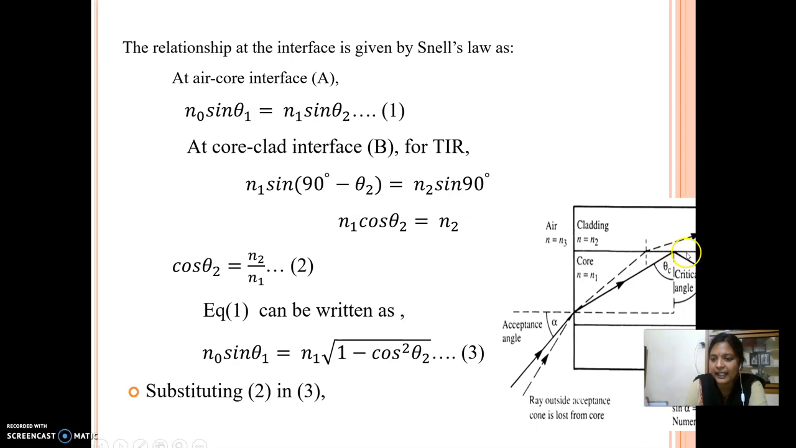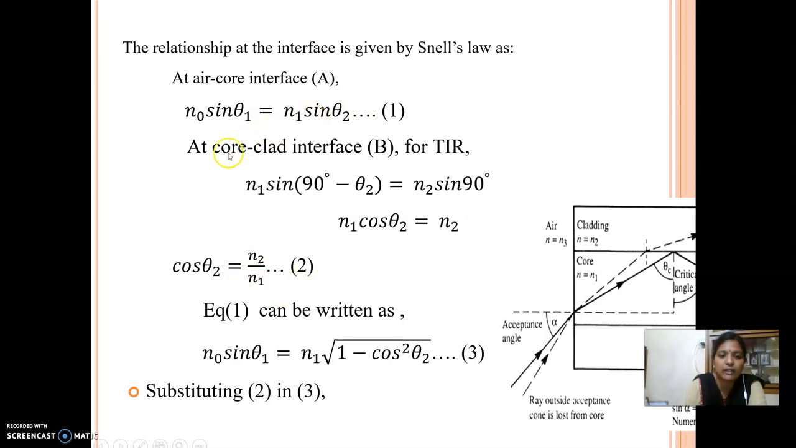Then it will get reflected along the critical angle, that is at 90 degrees here. So n1 sin(90 minus theta 2) will be equal to n2 sin 90, that is along the critical angle. So 90 minus theta 2 is nothing but cos. So n1 cos theta 2 is equal to n2, or we'll just modify it as cos theta 2 is equal to n2 by n1. Now we will just substitute this 2 in 1.